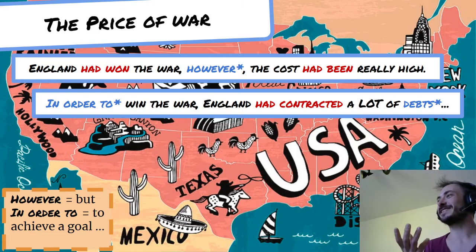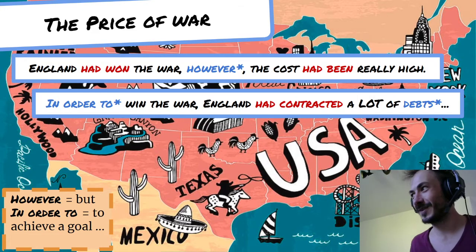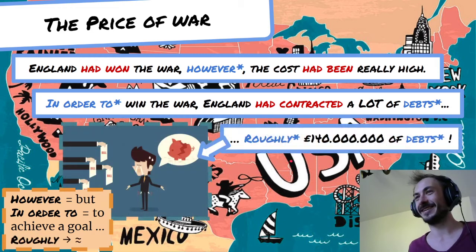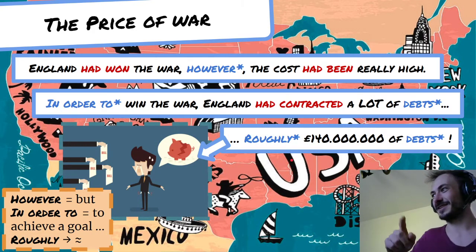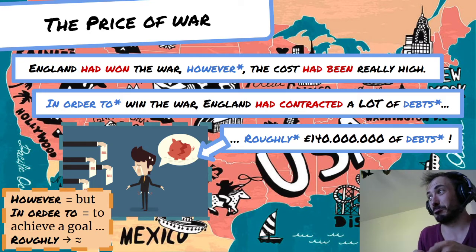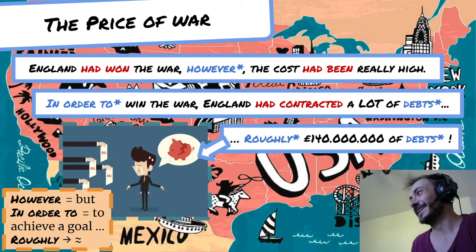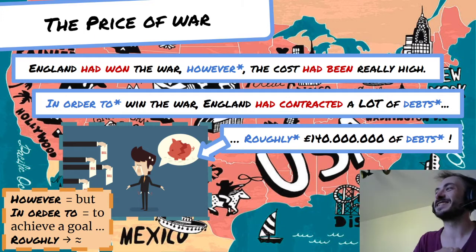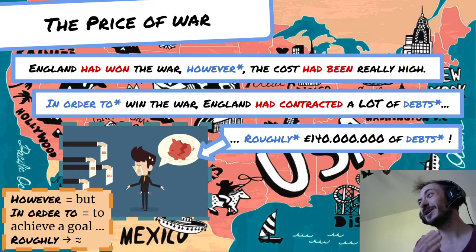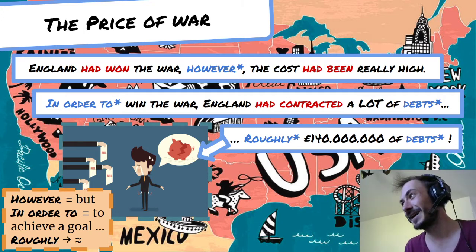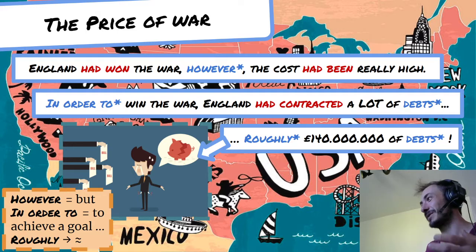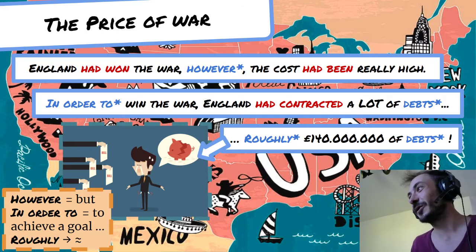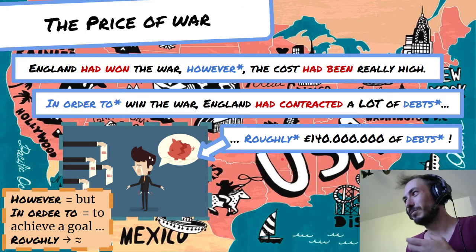England had contracted a lot of debts. This is debts. You see the illustration? It's when you have no money. So England contracted a lot of debts to win the war, around 140 million pounds, which was a lot of money, especially at that time. So England was now very poor.